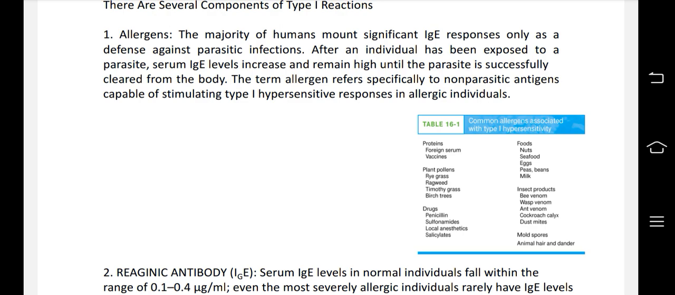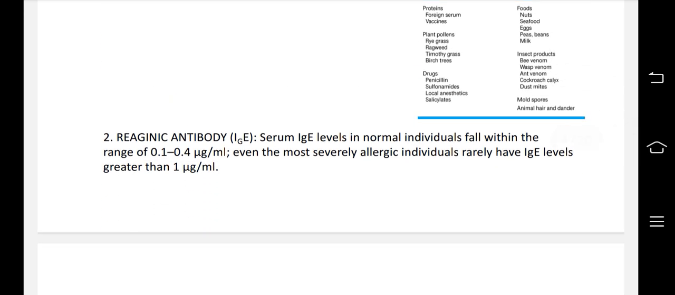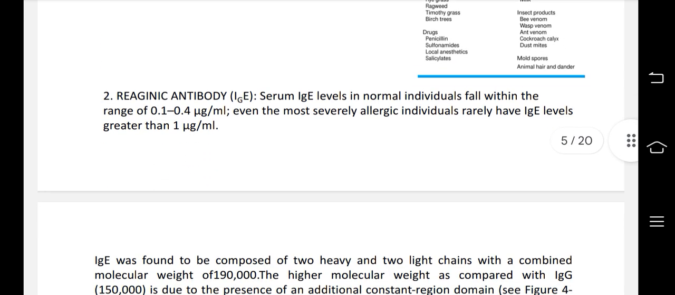So that's about allergens. After an individual has been exposed to a parasite, serum IgE levels increase and remain high until the parasite is successfully cleared from the body. The term allergen refers specifically to non-parasitic antigens capable of stimulating type 1 hypersensitive responses in allergic individuals. Then next, reaginic antibody or IgE.